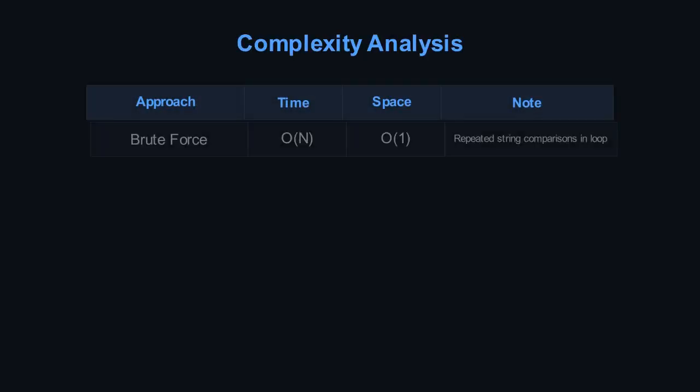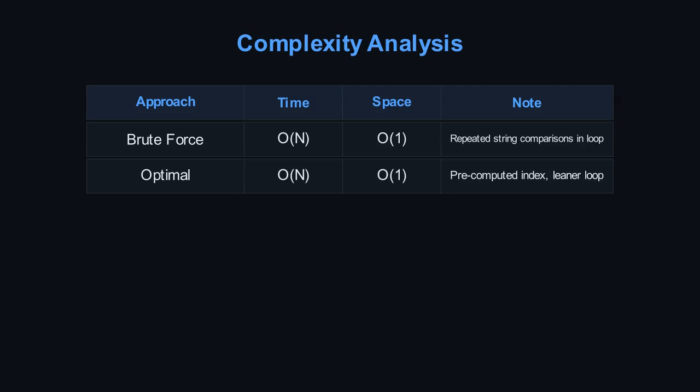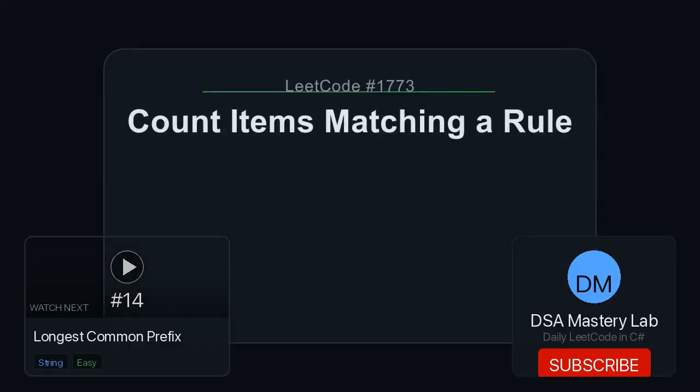The time complexity remains O(n) because we iterate through the items once. Space complexity is O(1), constant, as the dictionary size is constant regardless of input size. This rule mapping technique is a powerful way to make your code more efficient and readable.